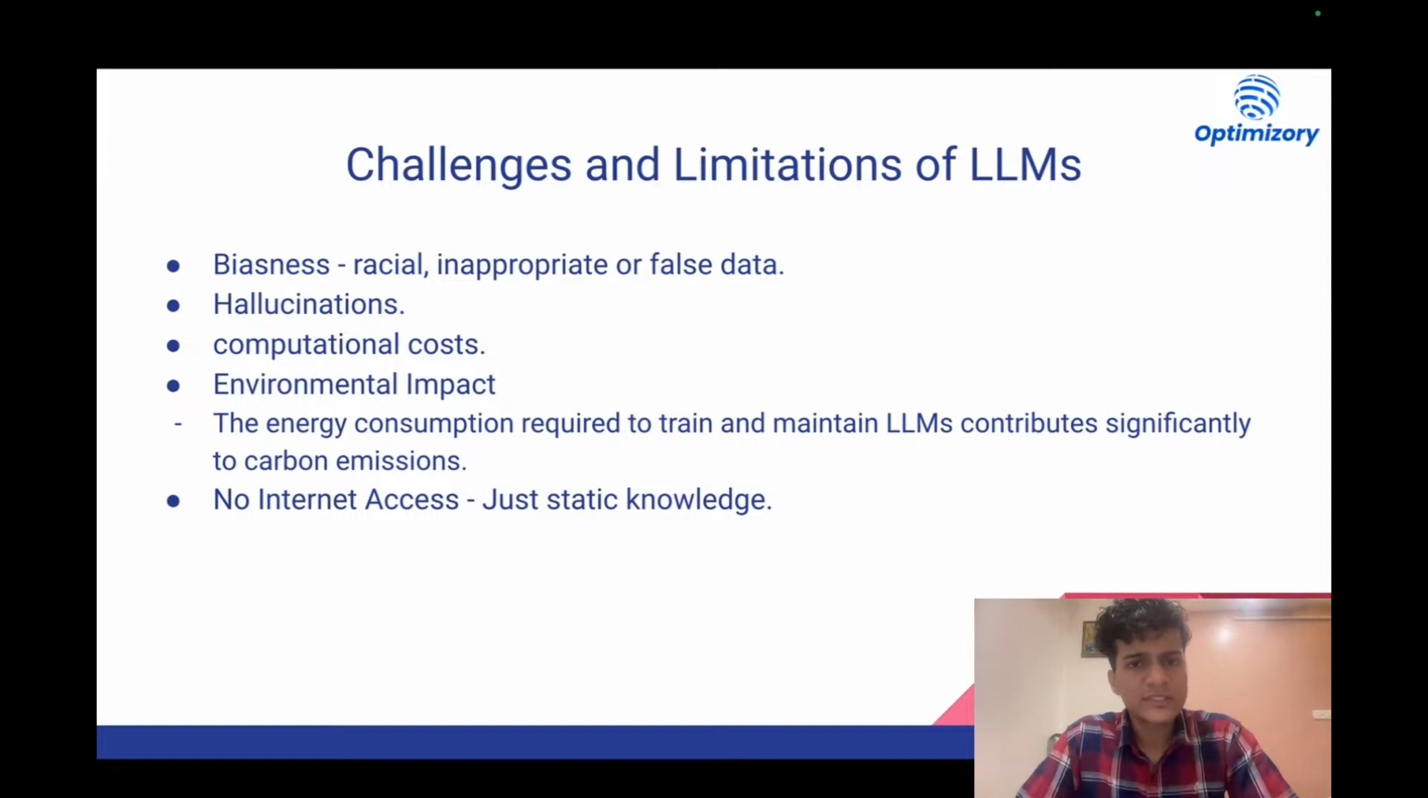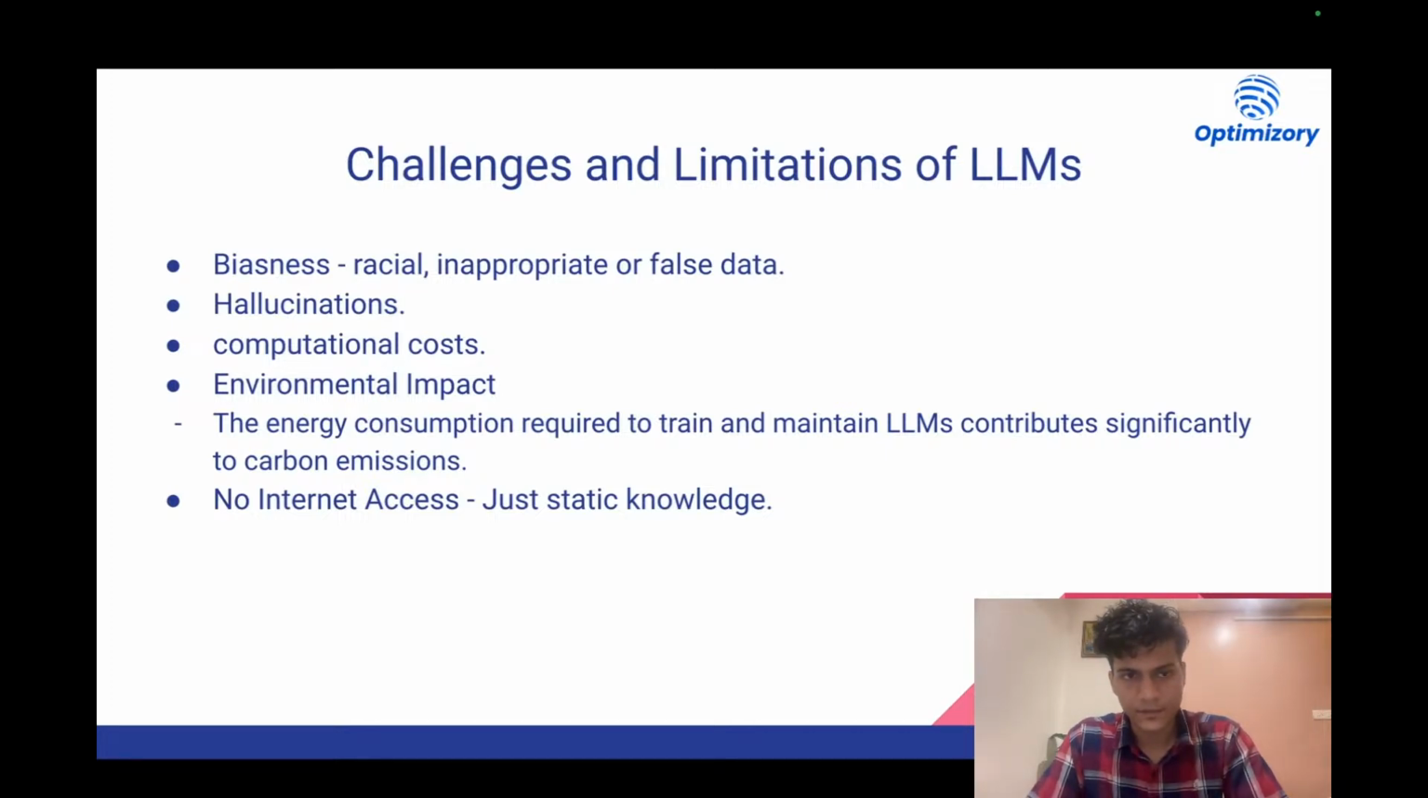Now, a few challenges and limitations of the current version of LLMs. Challenges which are faced by current versions of LLMs. First of all, the biasness. What is the meaning of biasness? Biasness means being one-sided. Let's take an example: we have a coin, and the coin has heads on both sides of it. Then the coin will be biased. If the coin has heads on both of its sides, then tails will never appear. So the coin is biased towards the head.